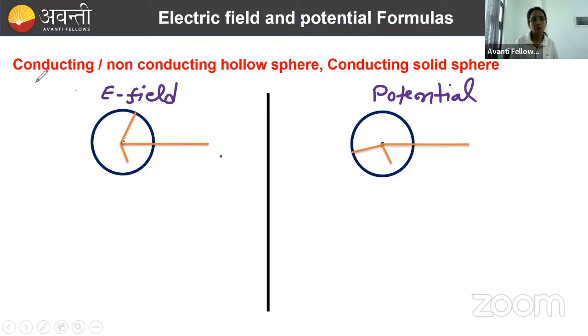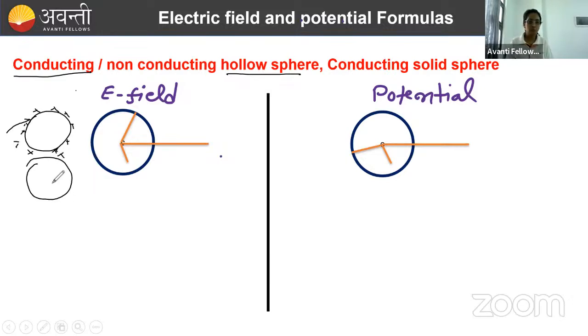Why will it be the same? Because if you are taking a conducting hollow sphere, this region is a hollow cavity, so whatever charges you give will stay on the surface. If it is a non-conducting hollow sphere, charges again stay on the surface only, because it is hollow. And if you take a conducting solid sphere, even though there is no cavity, the charge will not stay inside because it is a conductor; it will appear on the surface. So by geometry, they are the same, and the formula will be the same.